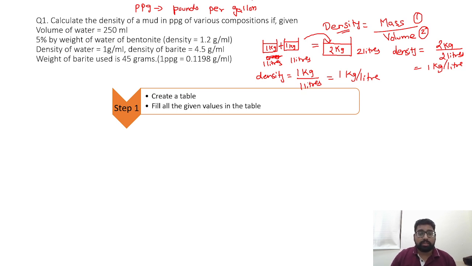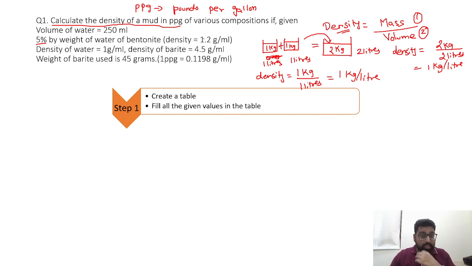So now what we have here is, we need to prepare a mud, okay, of various compositions. There are different chemicals involved. And what is given is that the volume of water that we are going to use is 250 ml. Okay, we need to calculate the density of the mud in ppg. Volume of water is given as 250 ml and 5% by weight of water of bentonite. So whatever weight of water you get, bentonite will be 5% of that. Okay, see, it is mentioned 5% by weight of water. So whatever water you get, you will use bentonite equal to 5% of the weight of water.